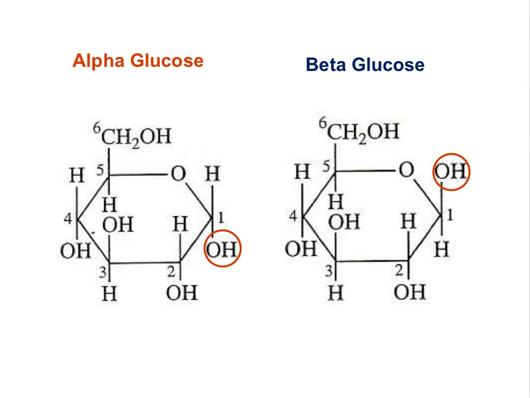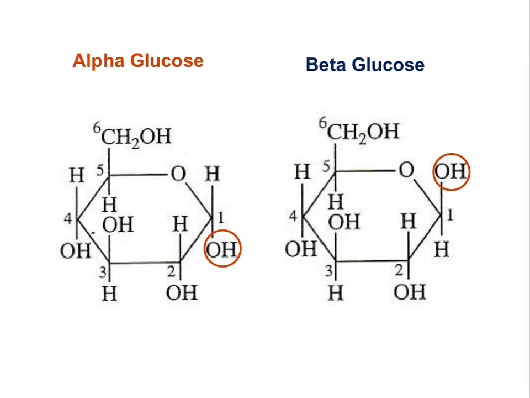So here's the difference between alpha-glucose, which is the monomer of amylose, amylopectin, and glycogen, and beta-glucose, which is the monomer of cellulose. Now, you may wonder why such a small difference would result in different shapes of molecules, different shapes that ultimately produce different functions.